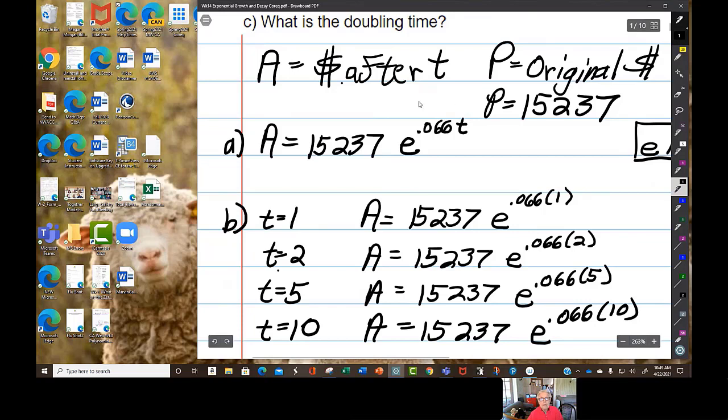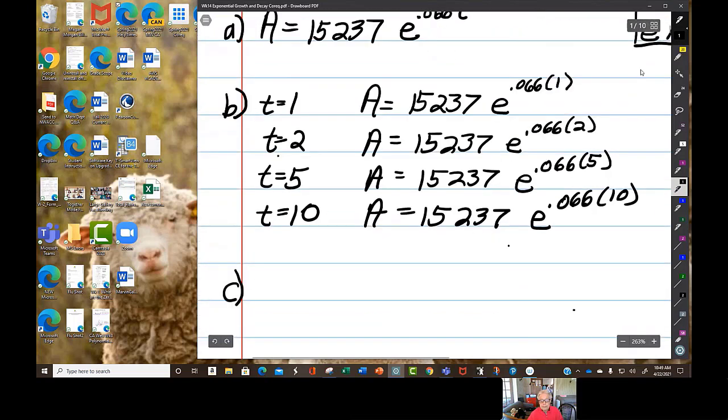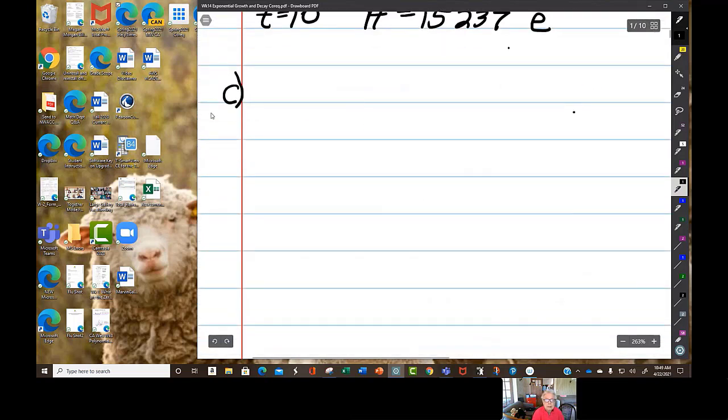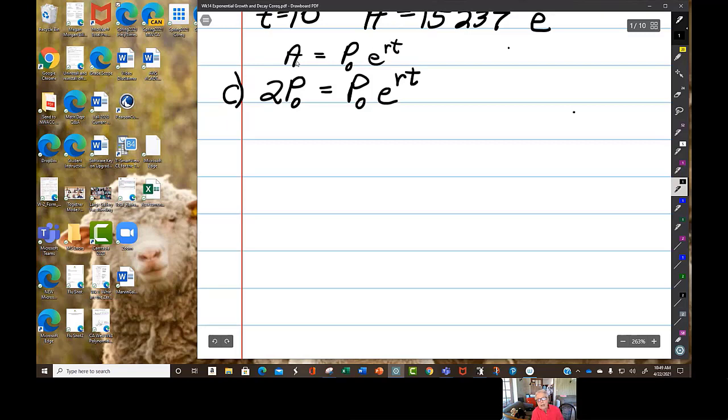Here's the formula for that. Two times the original amount equals the original amount times e to the rt. This is all based on A equals P naught, the original amount, times e to the rt. Only now the amount you have after time is twice the original amount.